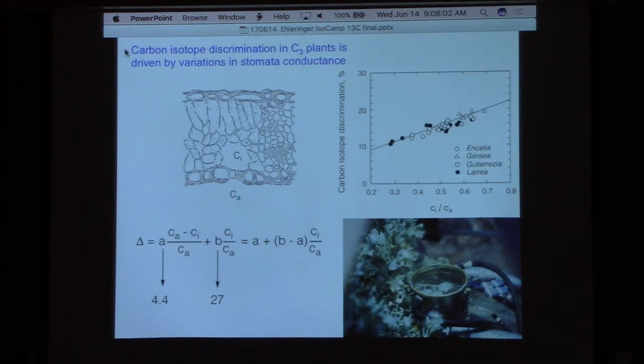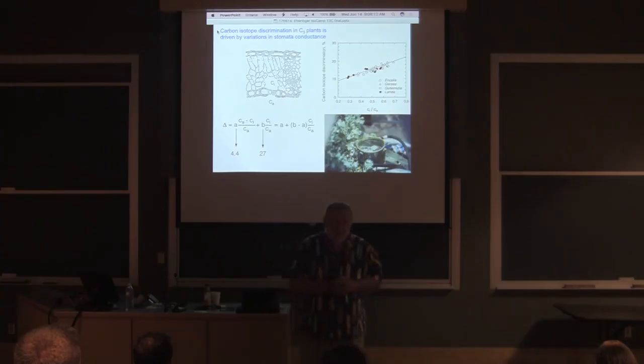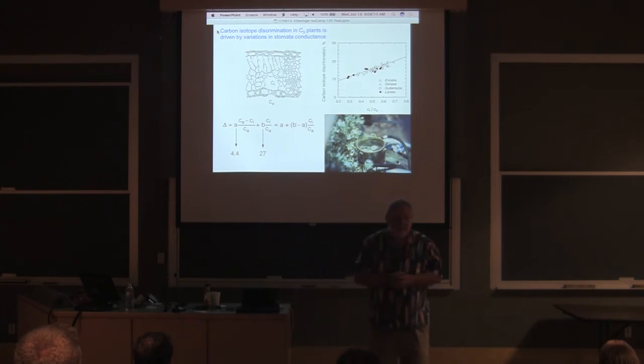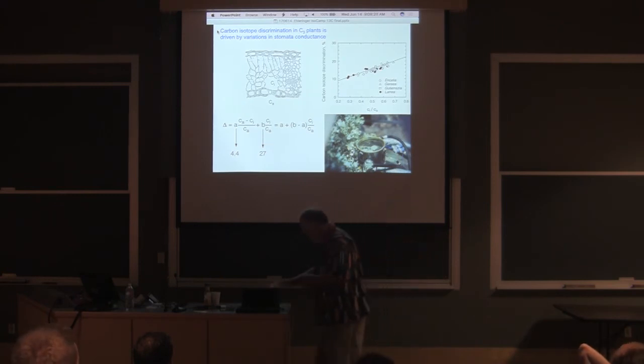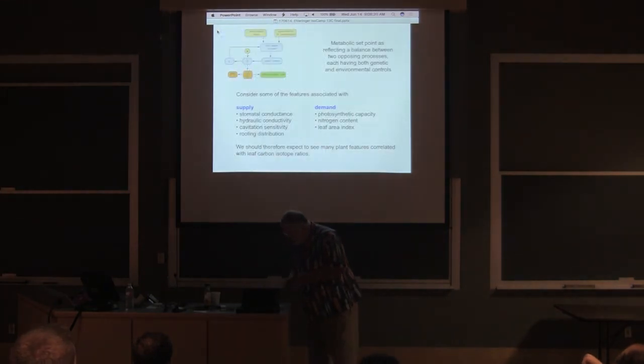That line is not a regression line. That's theory. Every time people have tested this, the data fit theory. This is a simple theory that was developed by Graham Farquhar in 1981 and first published in 1982. Many people have suggested that there are additional effects, but this explains well over 95% of all observations, maybe even more. So we take that as gospel, so now we can begin to apply it and use it.